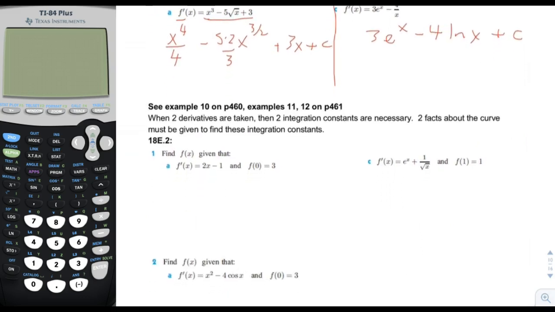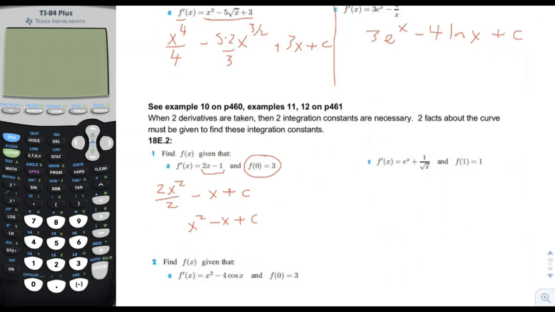All right. When two derivatives are taken, then two integration constants are necessary. Two facts about the curve must be given to find these integration constants. Okay. So if they give us facts like this, extra facts, we can actually figure out what c is. Okay, so first we're going to figure out what the indefinite integral is. The indefinite integral will be 2x squared over 2 minus x plus c, right? Which is equal to x squared minus x plus c. So that is the integral.